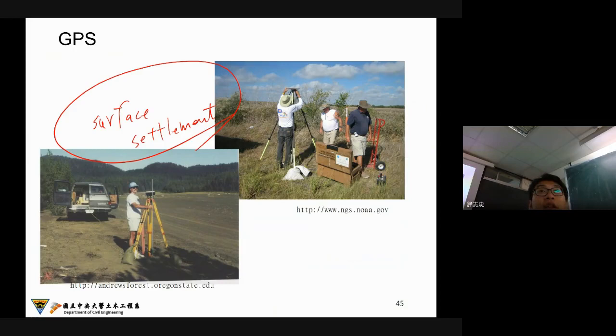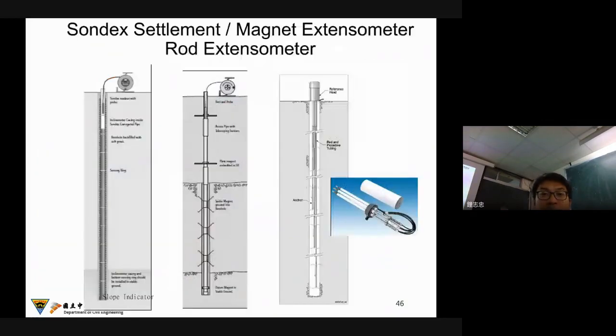But however, if we try to understand the settlement at different depths, we may use this kind of sound depth settlement, or the magnet extensometer, or the rod extensometer underground. For this case, they have a tube. This tube is like this one, it has a very rough surface. And also we have a ring here.